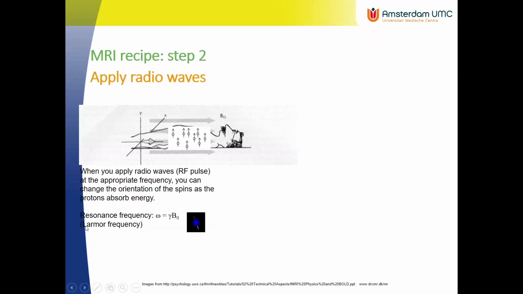So that's a key thing. It's called the Larmor frequency also, or the resonance frequency. And the gamma is a nature constant. You can look that up in a book. We're not going to learn that.